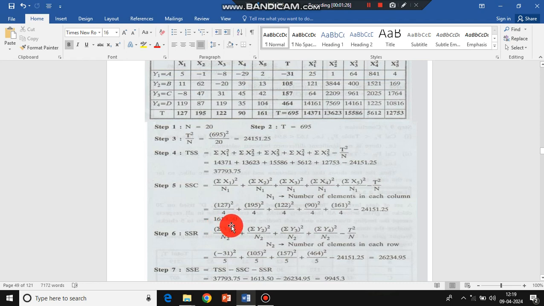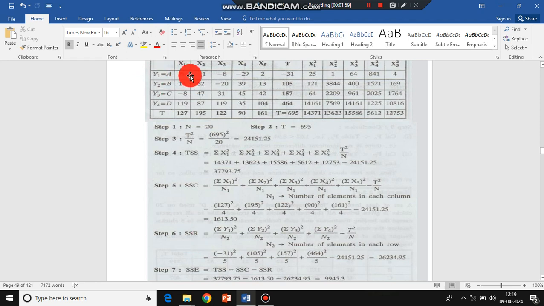1613.50. That's what you get. Therefore, sum of square column wise is equal to 1613.50. Now, what is SSR? SSR means sum of square row wise. Column wise we have found out just now, for these 5 columns. But now we have to find out row wise. Sum of squares row wise we have to find out.